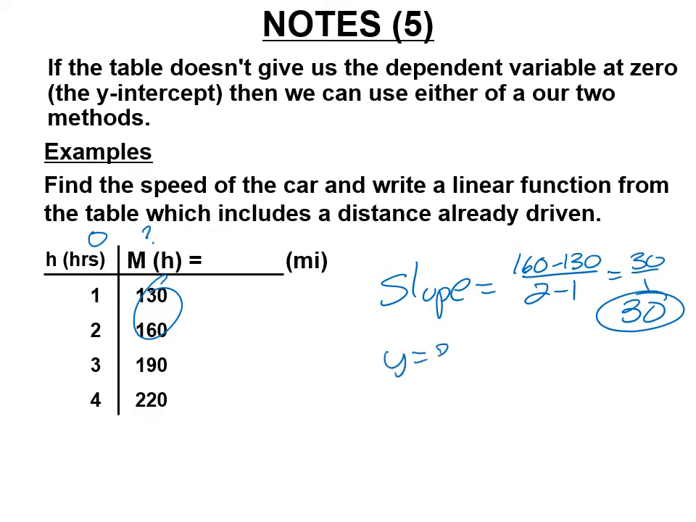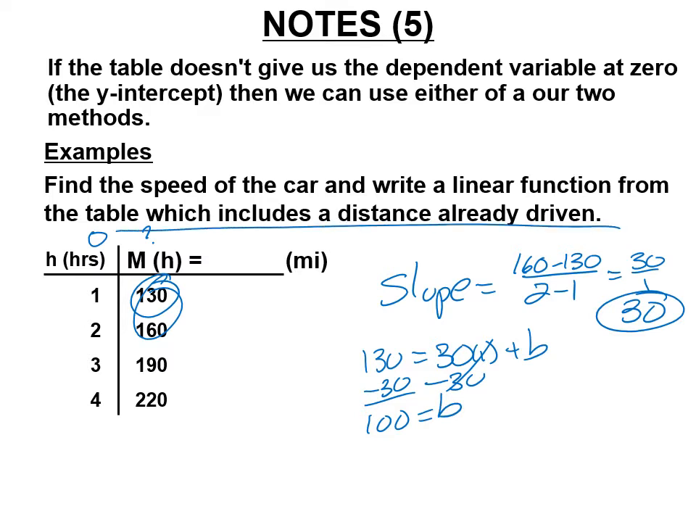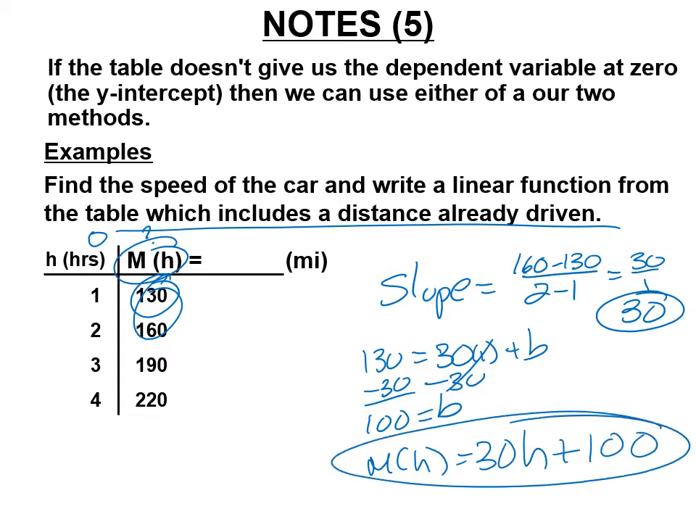So y equals 30x plus b. All right, so we're going to use 130 and 1. Subtract 30 from both sides. 100 equals b. Find the speed of the car and write a linear function from the table, which indicates a distance already driven. What are we going to do? We're going to do m of h is 30 times h plus 100. He's going 30 miles an hour, but they've already gone 100 miles. So 0 went with 100.